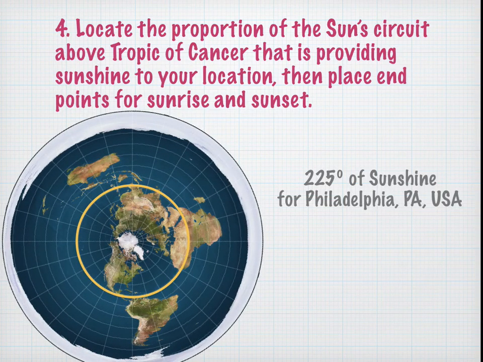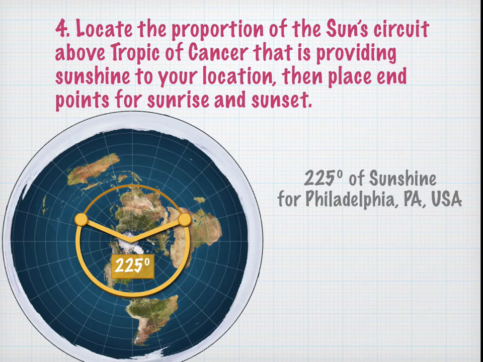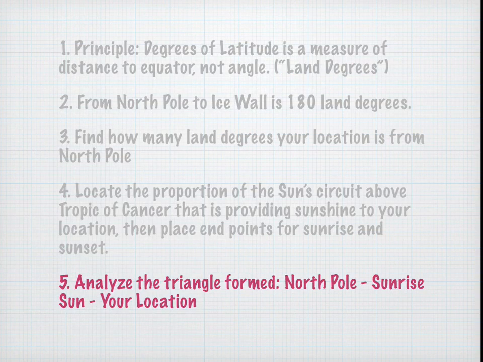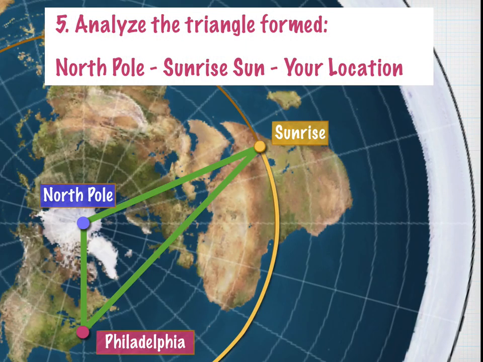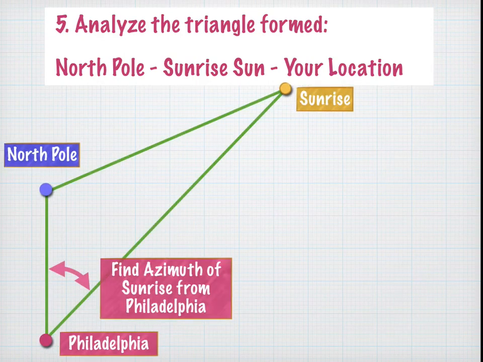So again, this is Philadelphia, PA, and there is a 225 degree angle. The sun is visible that entire time. All right, that's for a Philadelphia observer. So then we're going to zoom into this, and we're going to analyze the triangle that's formed: the North Pole, the sunrise sun, and your location. So again, there's Philadelphia on the map. We've got the sunrise sun marked, and then we'll also take a look at the North Pole. All right, so we're going to form a triangle. Ultimately, what we want to find is the azimuth of sunrise from Philadelphia. Okay, the number of degrees from the North Pole that the sun is rising.